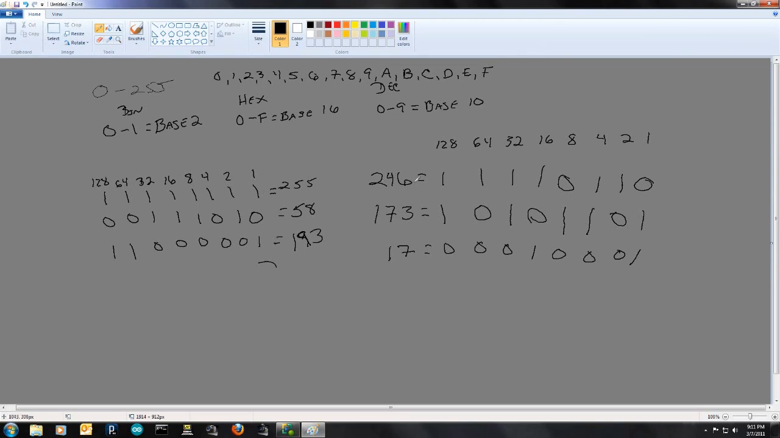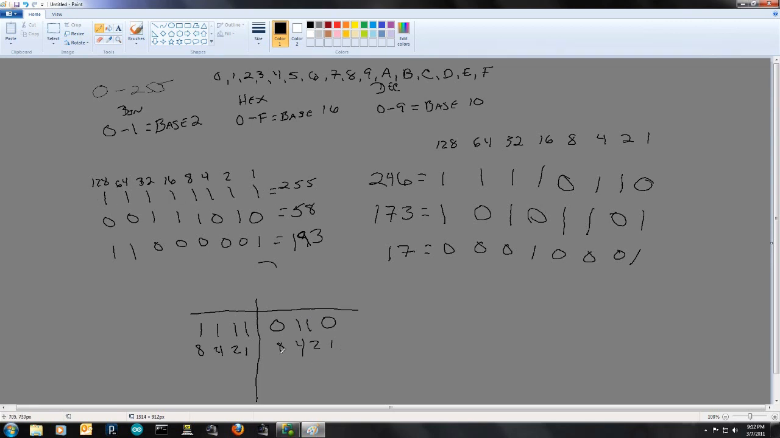So let's take 246. We want to convert 246 into hexadecimal. Well, let's take the binary version of 246, which is 1, 1, 1, 1, and then 0, 1, 1, 0. The first thing we're going to do is cut this in half. So now, instead of dealing with 128, 64, 32, 16, 8, 4, 2, 1, we're going to deal with 1, 2, 4, 8. 1, 2, 4, 8.